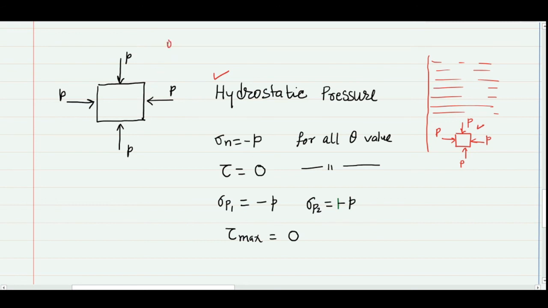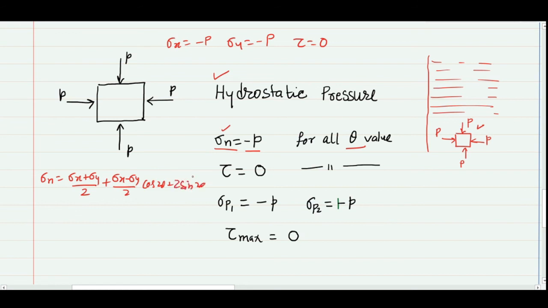So here my sigma x will be minus p, my sigma y will also be minus p, and shear will be 0. When I calculate the normal stress, it comes out as minus p, and you will find that for all theta values it will be minus p, because the formula of normal stress is sigma x plus sigma y by 2, plus sigma x minus sigma y by 2 cos 2 theta, plus tau sine 2 theta. There is no shear, so that term will not be there. These two terms will cancel out.